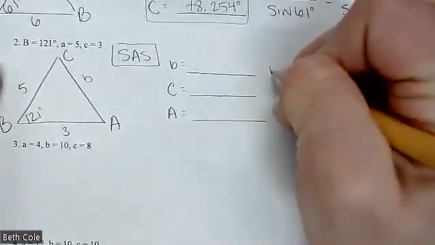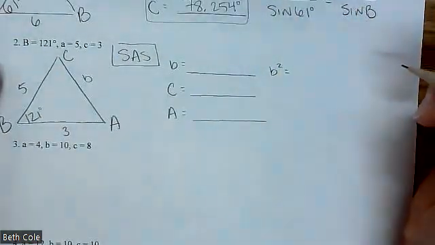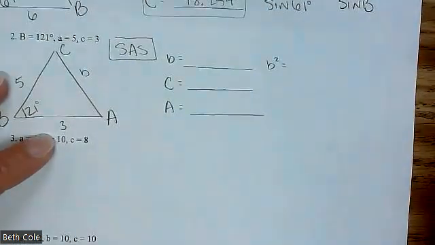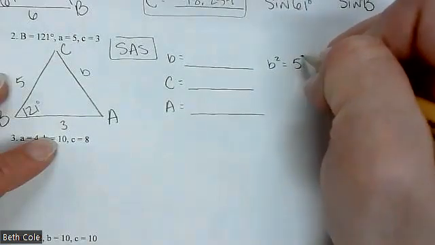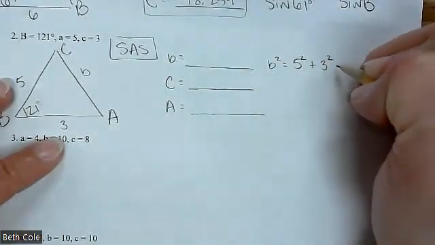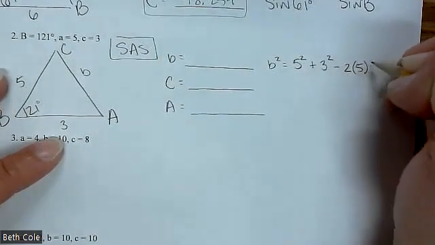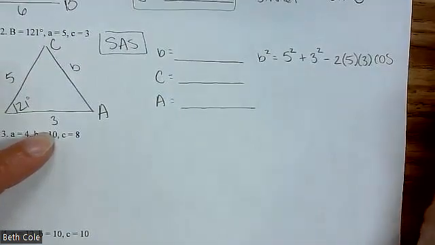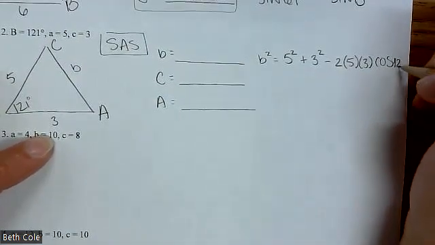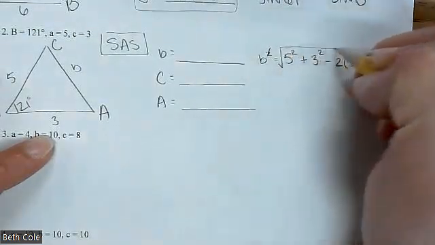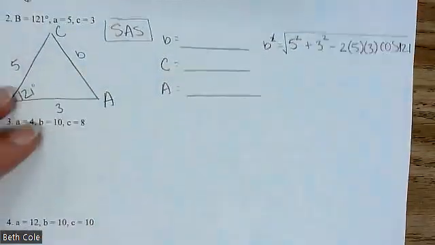All right, so setting this up, it's going to be b squared equals. What would go on the other side? 5 squared plus, or in the other order, it really doesn't matter, minus 2 times 5 times 3, just repeat those, cosine 121. And then because it's squared, what you need to type in is the square root of all of that.